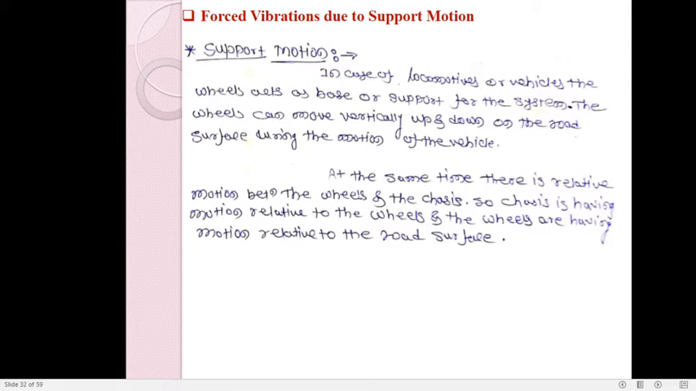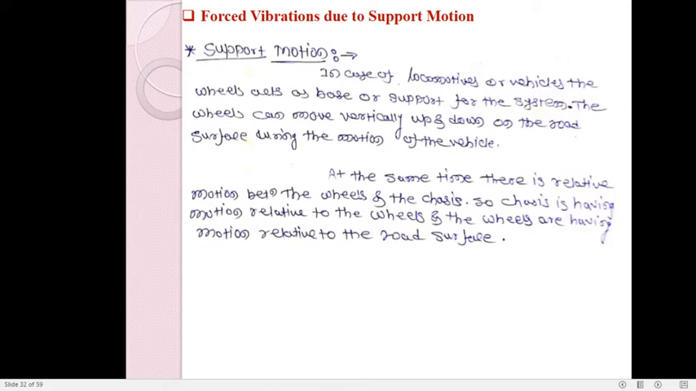At the same time, we have to consider the displacement due to the engine which is provided to the chassis. So our chassis is suffering from the displacement from the engine side as well as the displacement from the wheel side, means bottom, and that's what we can explain as support motion. So in case of locomotives, or we can say our vehicles, support means our road surface also provides the excitation to the system. So that we have to see here.